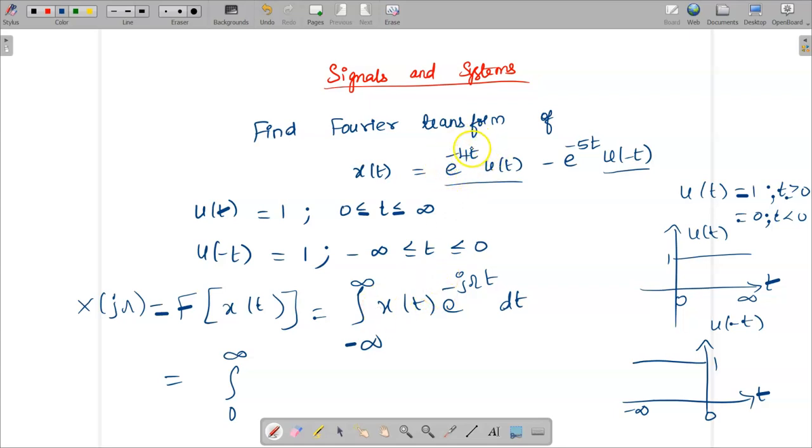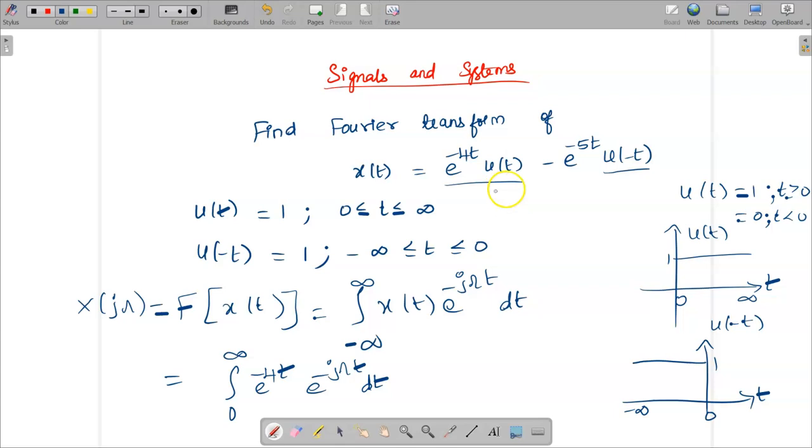And here, what is x of t for the first term? It is e power minus 4t. And then the formula is e power minus j omega t dt. Generally they will give only one term, so wherever you have x of t, you substitute that one term as it is. But here x of t is given as two terms, so you have to apply the formula separately for this, and similarly for the other term.